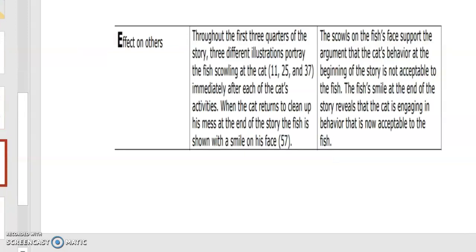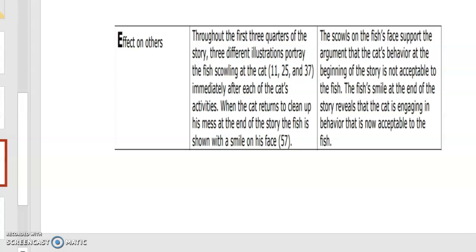Now, effects on others. So this is how he is interacting with other people in the story. Throughout the first three-fourths of the story, three different illustrations portray the fish scowling at the cat. Look at those parentheses numbers, those are the page numbers. Immediately after the cat's activities, when the cat returns to clean up his mess at the end of the story, the fish is shown with a smile on his face. So the fish is not happy because of the cat. However, the Cat in the Hat makes him happy, and that is revealed through the illustration.